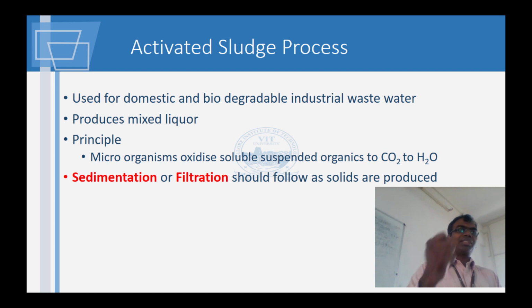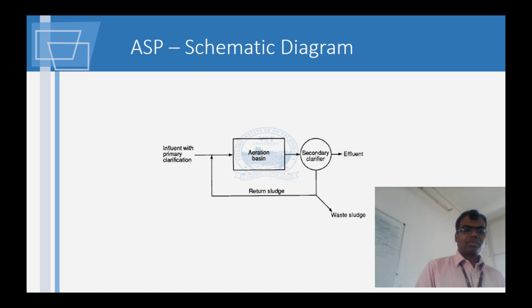And what is this suspension made of? A lot of microorganisms. So you will require a sedimentation and a filtration process after you have an activated sludge process. Clear? These two processes should follow the activated sludge process wherever possible. Whatever goes out is carbon dioxide and water. This is a scheme.